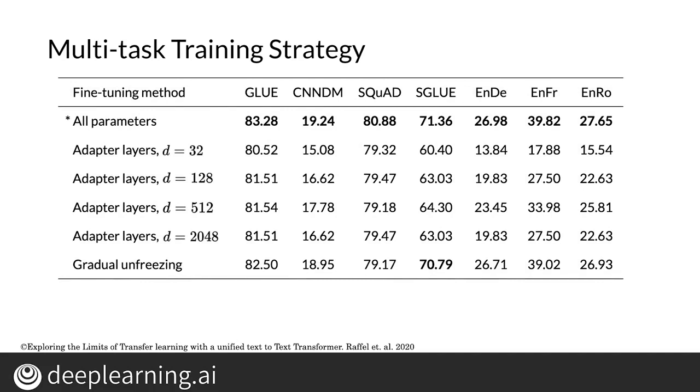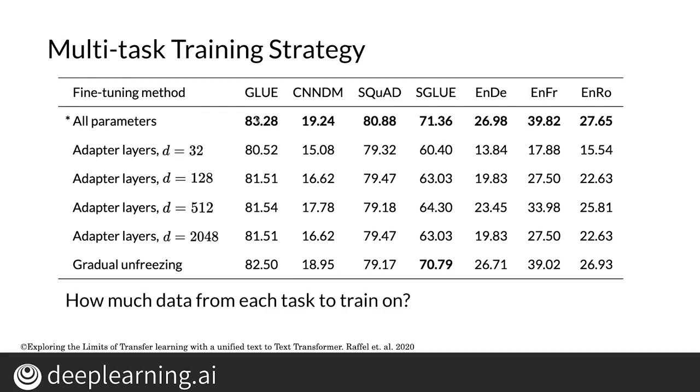For the multitask training strategy, this is a table found in the original paper. We'll talk about what the GLUE benchmark is, and these other benchmarks you can check out. But for the purpose of this week, we'll be focusing on the GLUE benchmark, which will be the next video. And we'll talk about adapter layers and gradual unfreezing. But these are the scores reported, and you can see that the T5 paper actually reaches state of the art in many tasks.